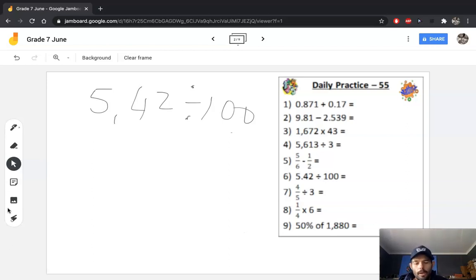So for this number to get one place smaller will be 0,542. So we're looking at 0,0542 because the number gets two places smaller.